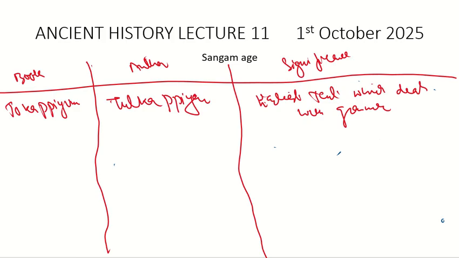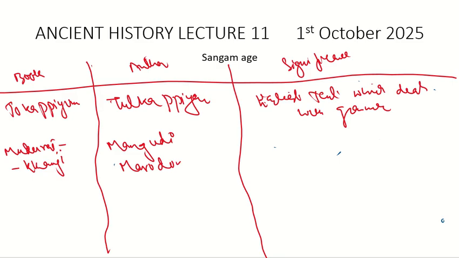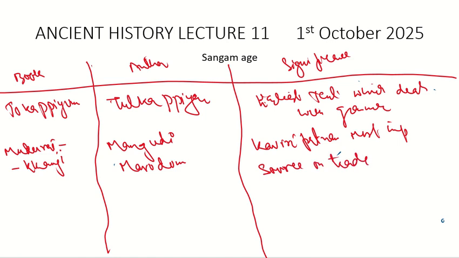So remember that. Then we have second, Maduraikanji. Author is Mangudi Marudanar. It describes Kaveripattinam, most important source on trade and commerce in the deep south.